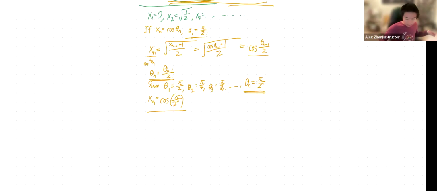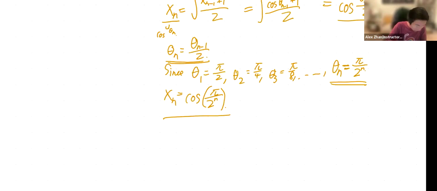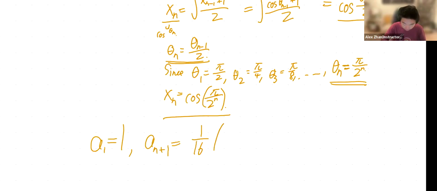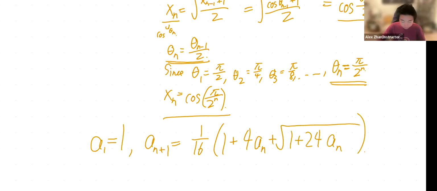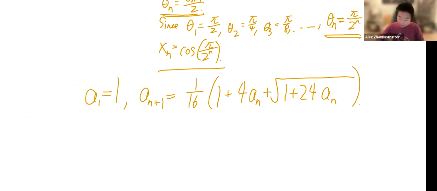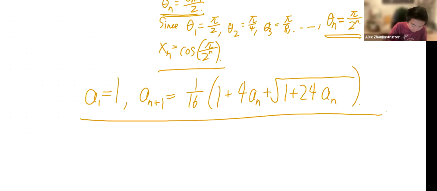Right now, as a final question for you to think about, I'll leave one more problem. a1 equals 1, and an plus 1 is equal to 1/16 of (1 plus 4 an plus root of 1 plus 24 an). This one is actually not trig. Do you think you can find the closed form of an?